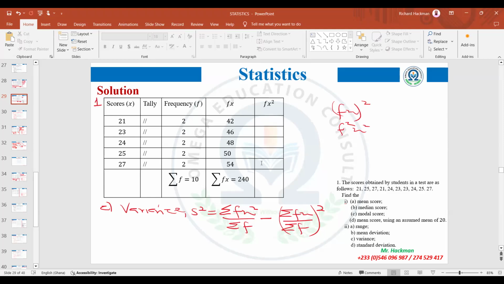Usually in books, they will create a column for x squared, and you multiply it by f. But I will advise you don't do that. It's not necessary. You know fx, so fx squared is the same as fx times x. Do you agree? Yes, please.